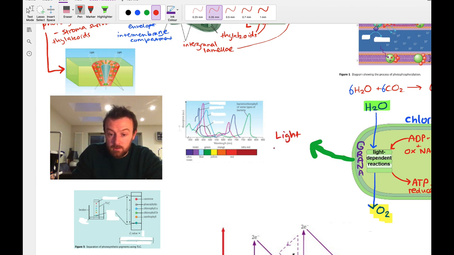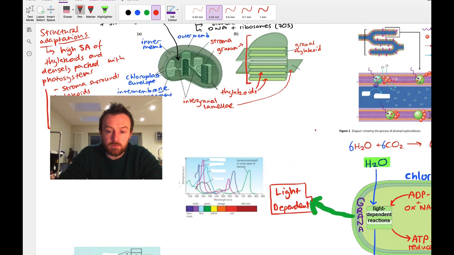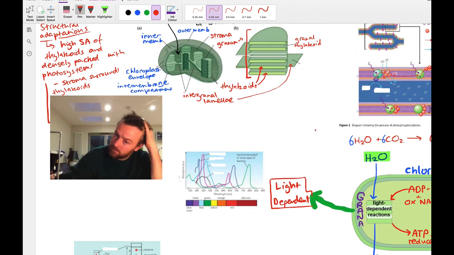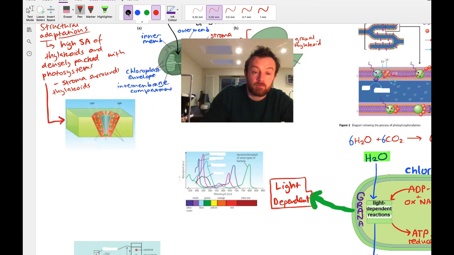Light dependent is all of this left-hand side. Okay, so the thing that carries out the absorption of light is called a photosystem.